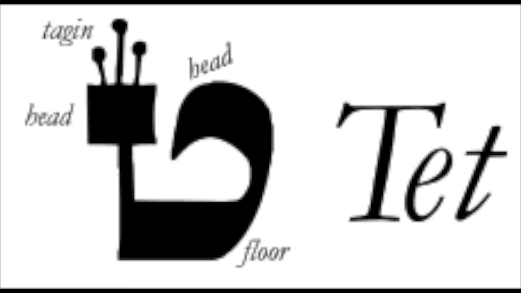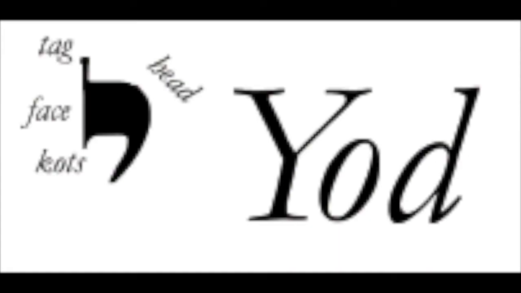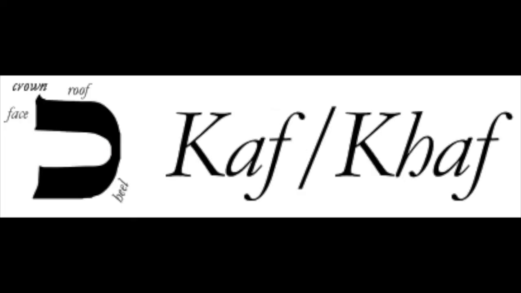It has a numerical value of 9. The next letter of the Hebrew alphabet is a Yod. Yod has a numerical value of 10. The Yod is pronounced as a Y. The next letter of the Hebrew alphabet is a Kaf. Kaf has a numerical value of 20.